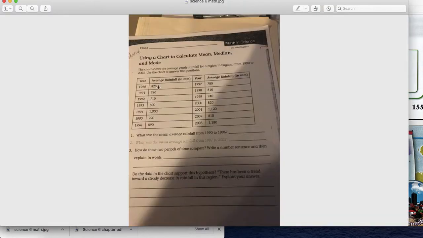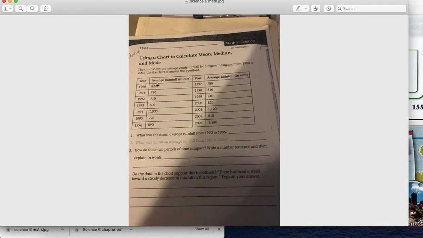All right, let's try your worksheet now. It goes like this. We're using a chart to calculate the mean, median, and mode. Math class at its best. The chart shows the average yearly rainfall for a region in England from 1990 to 2003. So use the chart to answer the questions. What was the mean average rainfall from 1990 to 1996? So we're over here on the left side, guys, and we need to do the average.